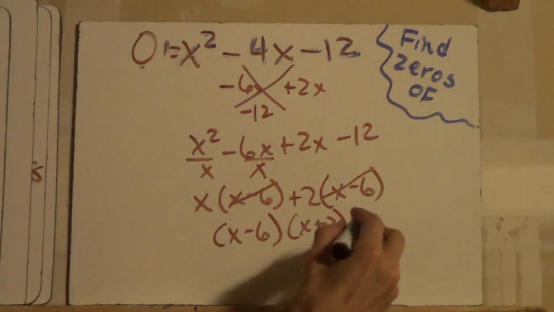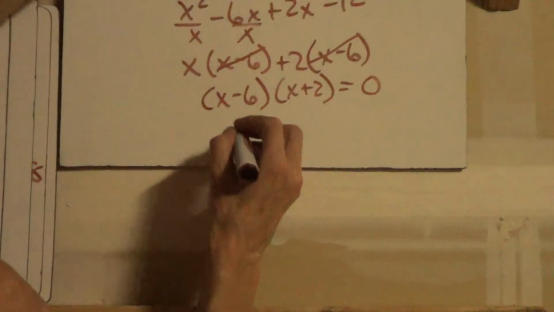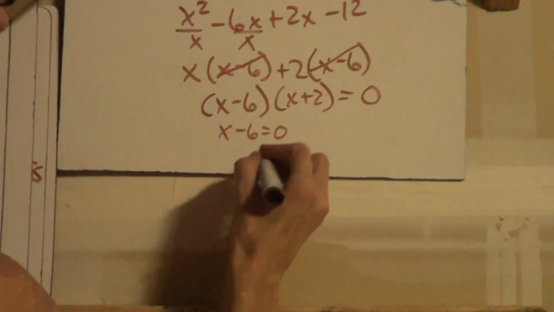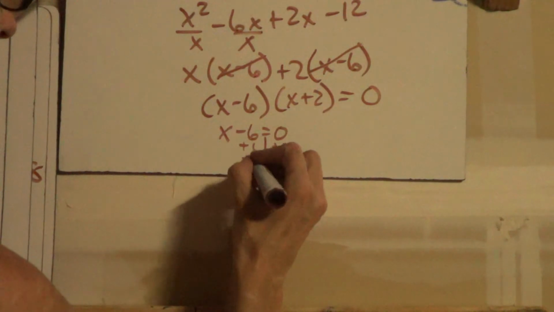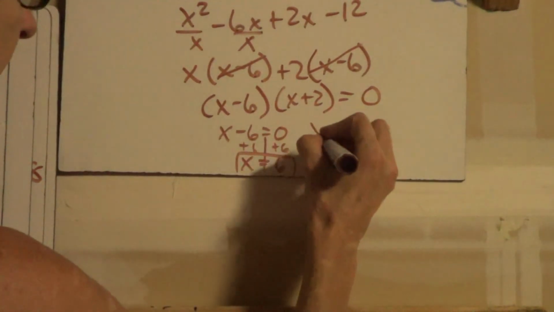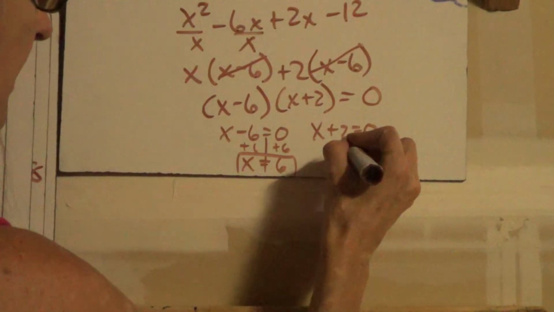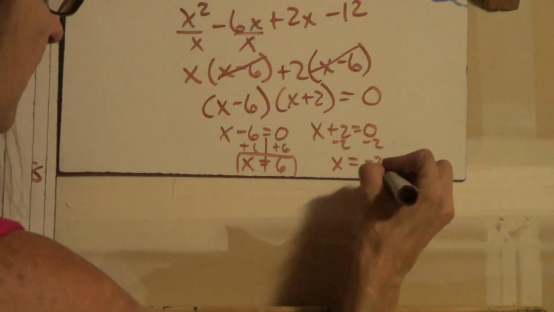That equals 0, which means zero product property. So I can now set x minus 6 equals 0. I know that happens when x equals 6. X plus 2 equals 0. Minus 2 on each side. I know that happens when x equals negative 2.